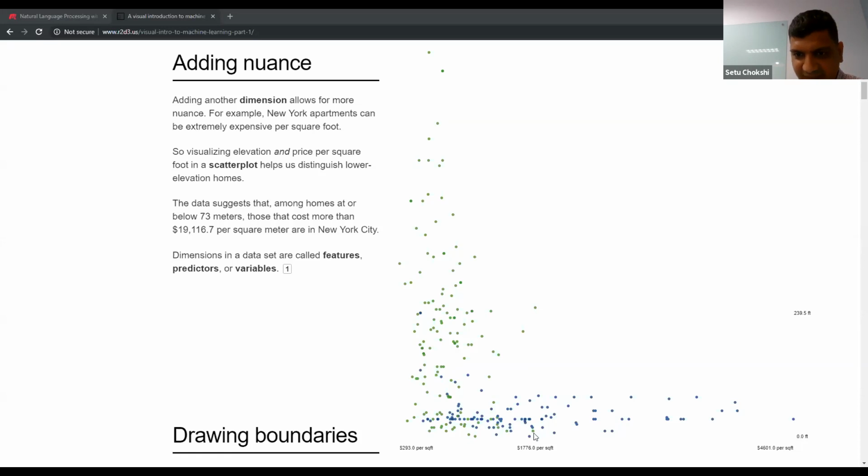So I have one green dot that's around here. 1780 is correct. 1776 is also right, depending on how you round your values. And now you have started to build the intuition. So you're saying that anything beyond that is going to be all right.